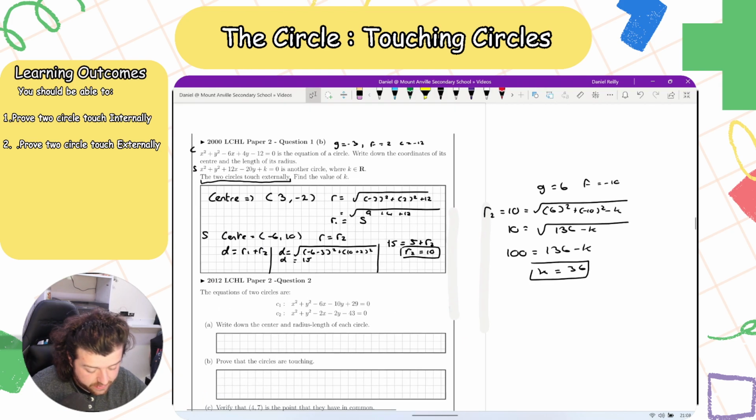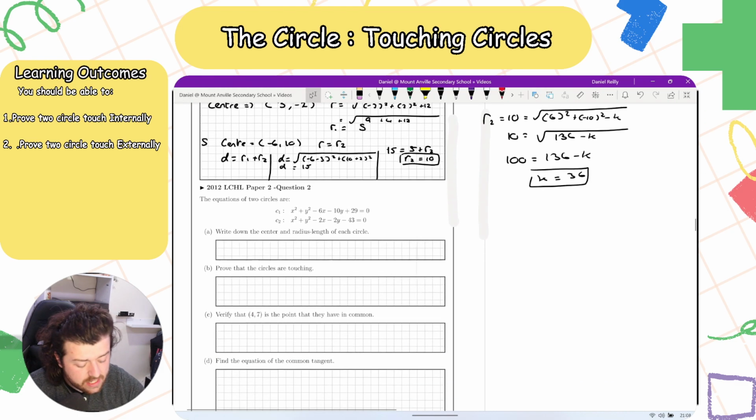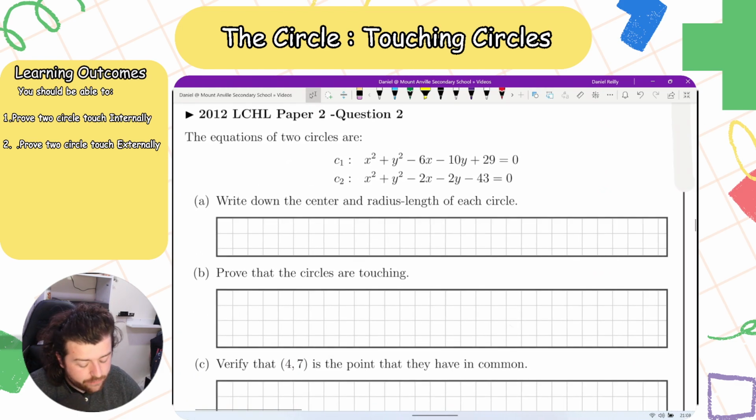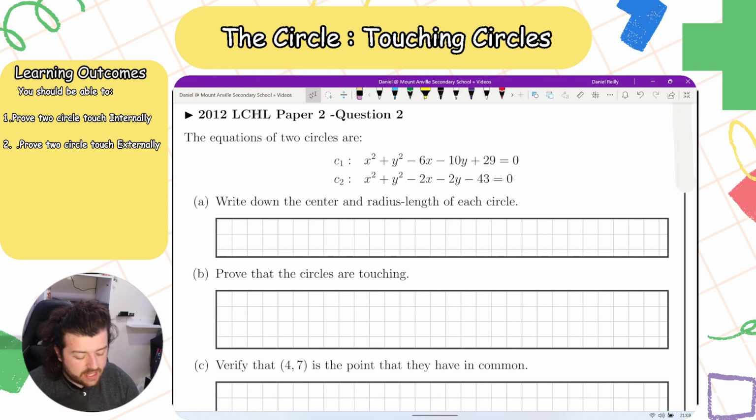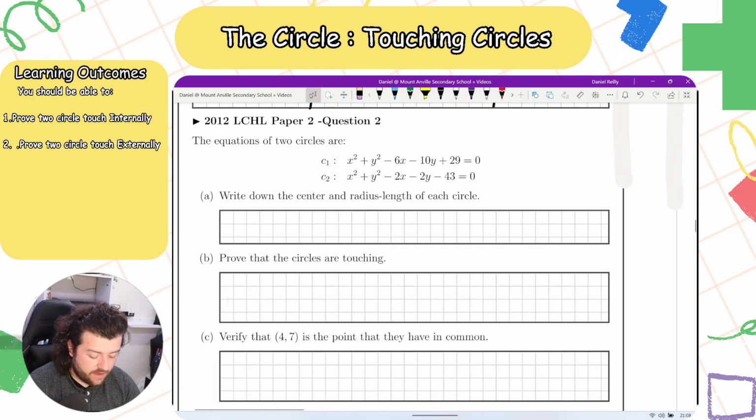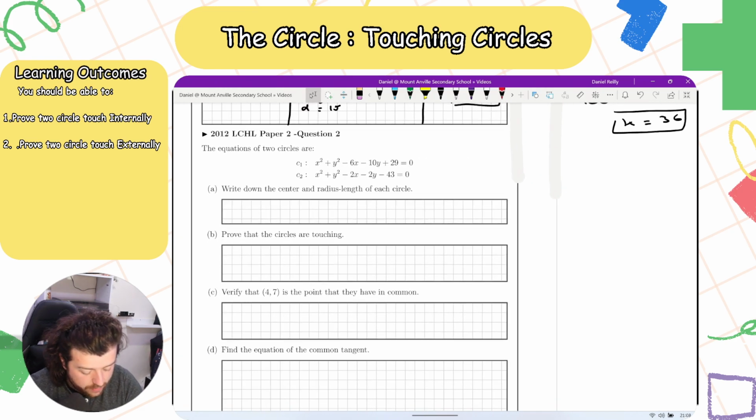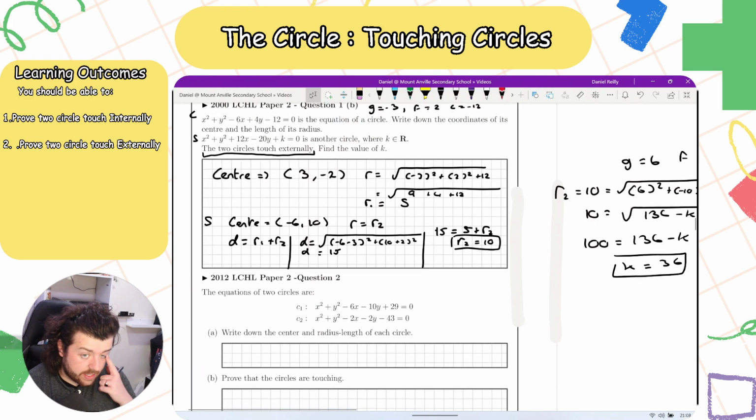How fun. That was from the year 2000. Right, this one now from 2012. Write down the center and radius length of each circle. Prove the circles are touching. Verify that (4, 7) is a point they have in common. Find the equation of the common tangent.